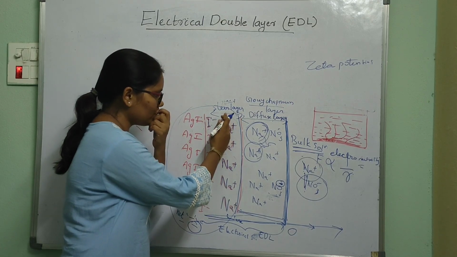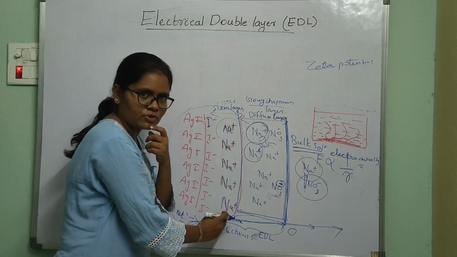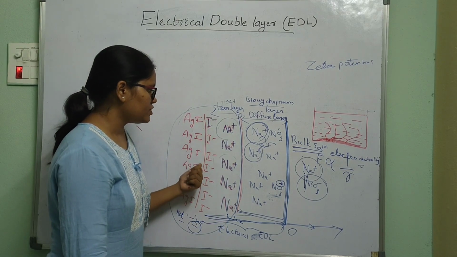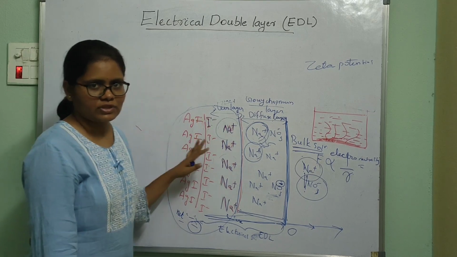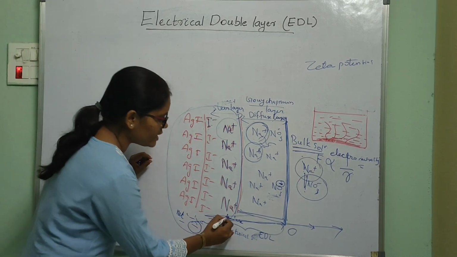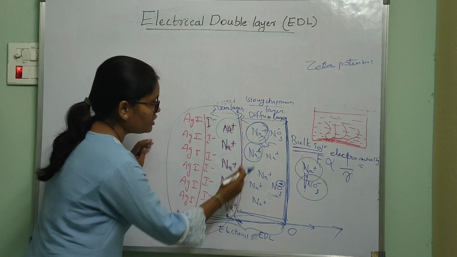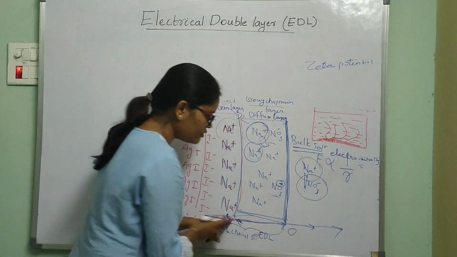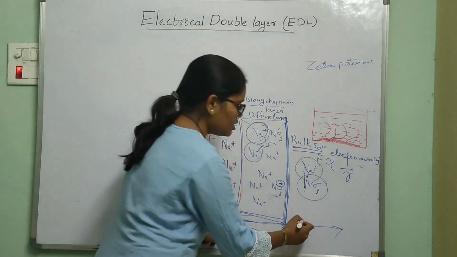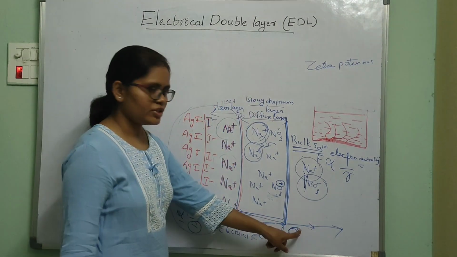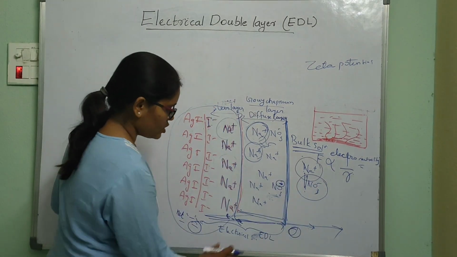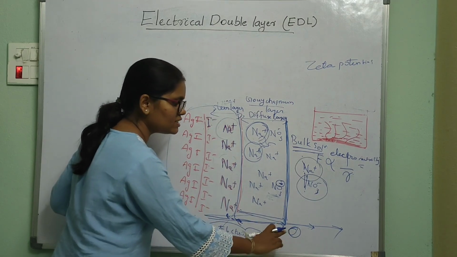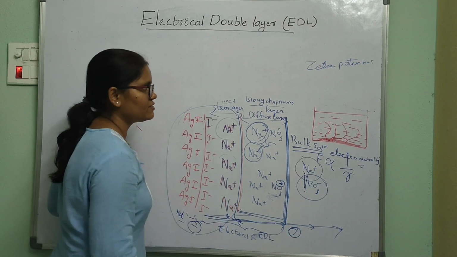Randomly a few sodium ions are coming and occupying this position, but it is not guaranteed that all the negative charge on the colloidal particle is being neutralized. So there will be net negative charge even including the Stern layer, and as you move away from the colloidal particle, the charge will become zero in the bulk solution. So there is a difference of charge here. Here there is negative charge and here there is no charge. That means less negative charge.